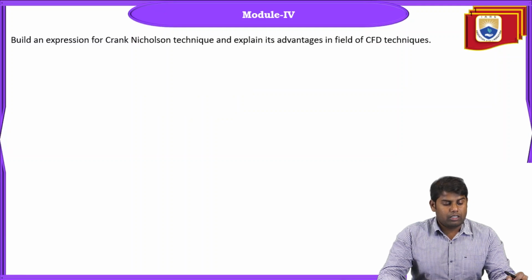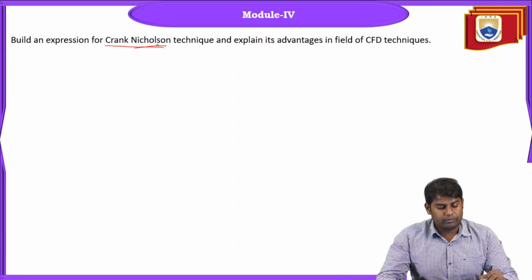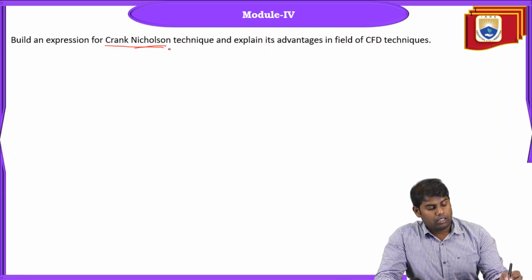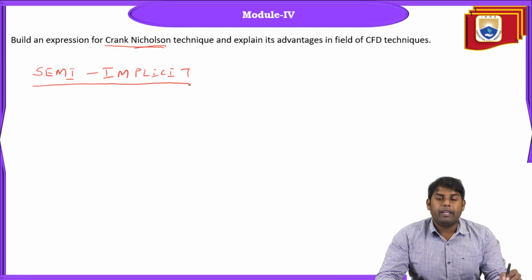So the first part: build an expression for Crank-Nicholson technique and explain its advantages in the field of CFD techniques. First, we will see what the Crank-Nicholson technique actually is, and after that we will see what its advantages in CFD are. Basically, the other name of Crank-Nicholson is the semi-implicit scheme. So this is called a semi-implicit scheme.